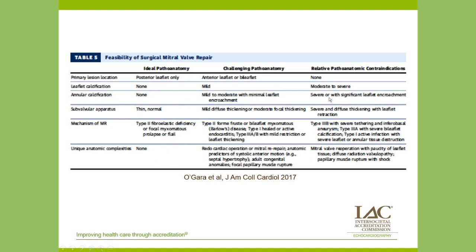On the other hand, the things that are hard for surgeons to repair would be moderate or severe leaflet calcification, severe mitral annular calcification extending onto the leaflets, diffuse severe thickening of the leaflets with retraction, and then type 3B motion with tethering and an infrabasal aneurysm. So when you're on this side, it's hard to repair. You might have to have a replacement.